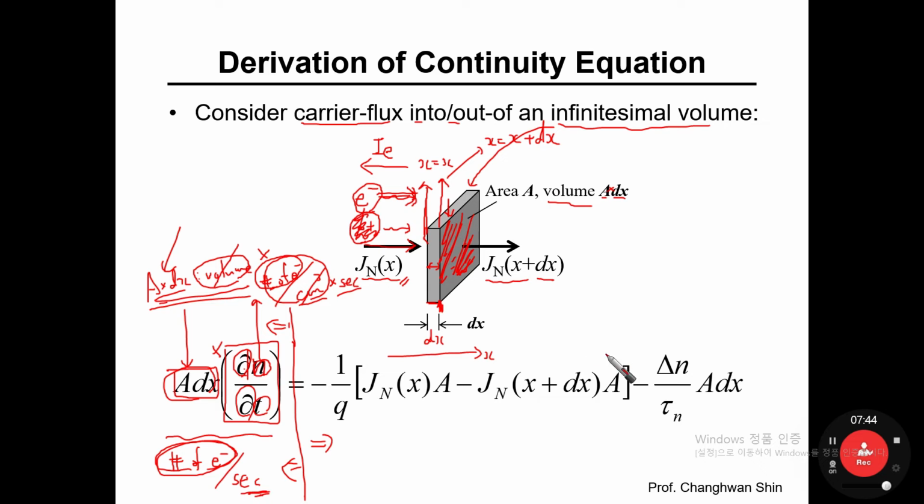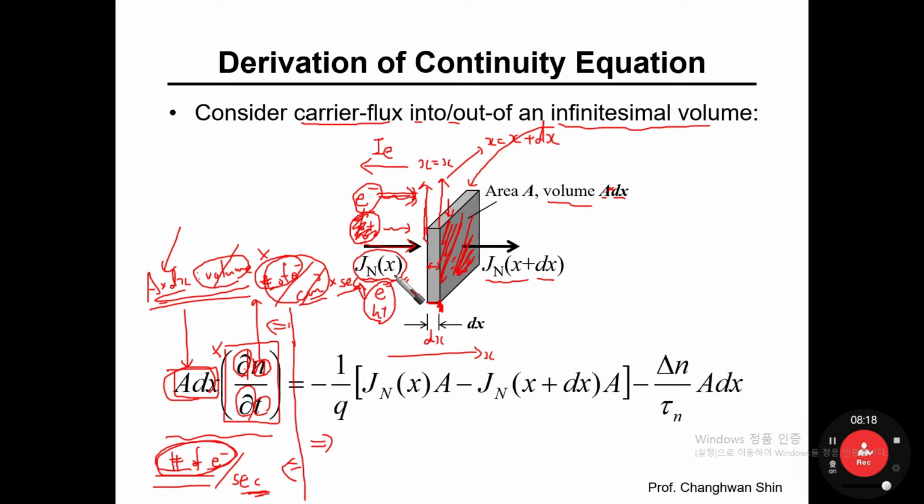The thing that we need to figure out is how many carriers are varied every single second. So what kind of physical quantity should be included to match with the unit on the left hand side? Let's think about this.